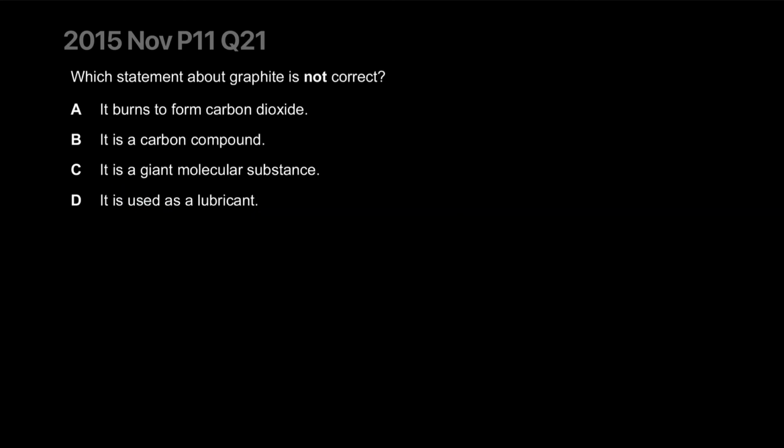Which statement about graphite is not correct? Okay, does it burn and form carbon dioxide? Graphite is essentially carbon. So that's true. Essentially, that's the same carbon you burn, right? That is, it is a carbon compound. That's not true. It is carbon. It's not a compound of carbon.